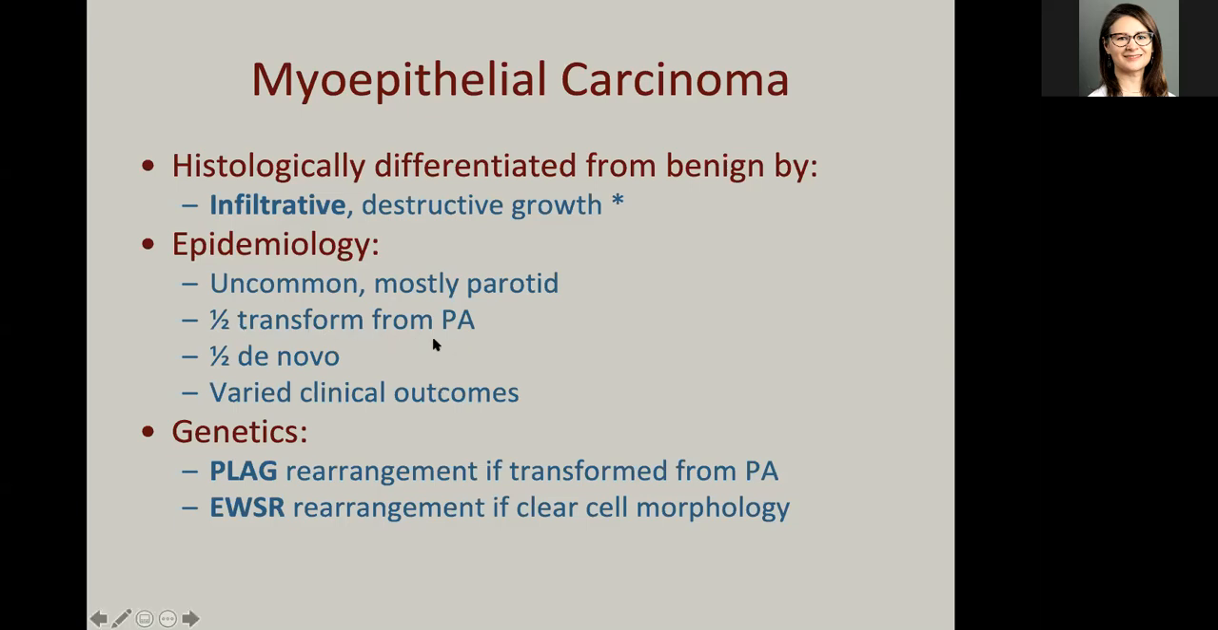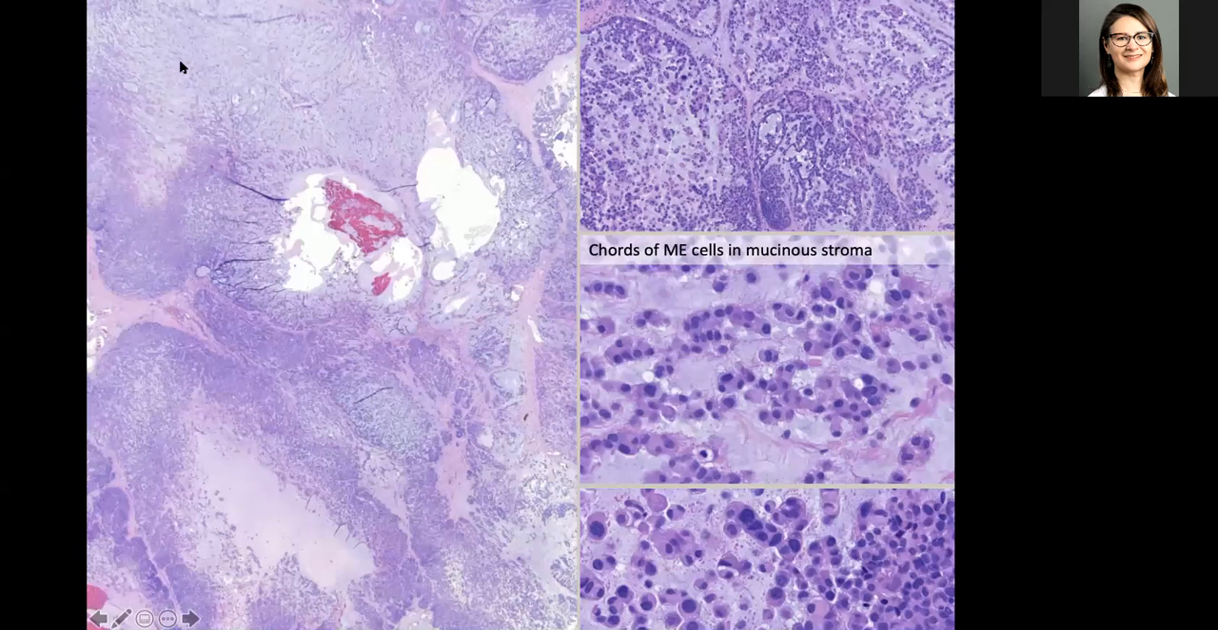These can be transformed from a PA, as I said, or they can be de novo. If they're transformed from a PA, they can retain that PLAG gene rearrangement. Sometimes you can also see EWSR gene rearrangements in these, especially if they demonstrate clear cell morphology. So what do they look like? So you can see these very large, sort of on the left, lobules of lots of cells with this central pale area, which is usually central necrosis. These cells are these very kind of linear strands and cords of cells within this pale mucinous stroma.